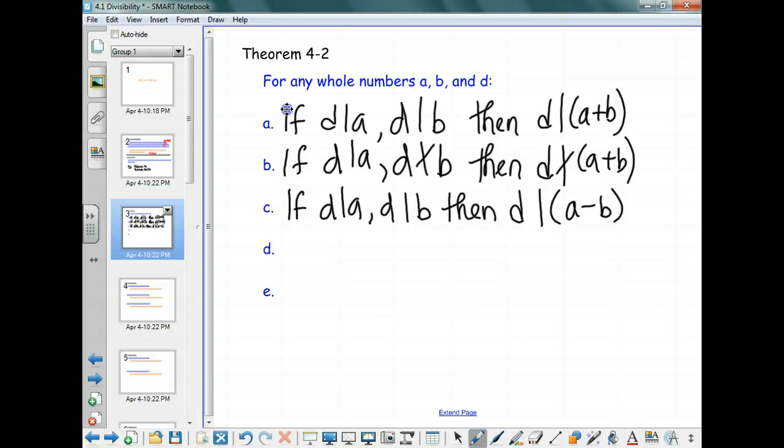So let's do a mirror image of part B for what part C is doing. If D divides A and D does not divide B, oh, we need one more condition. I'll put this in a minute.